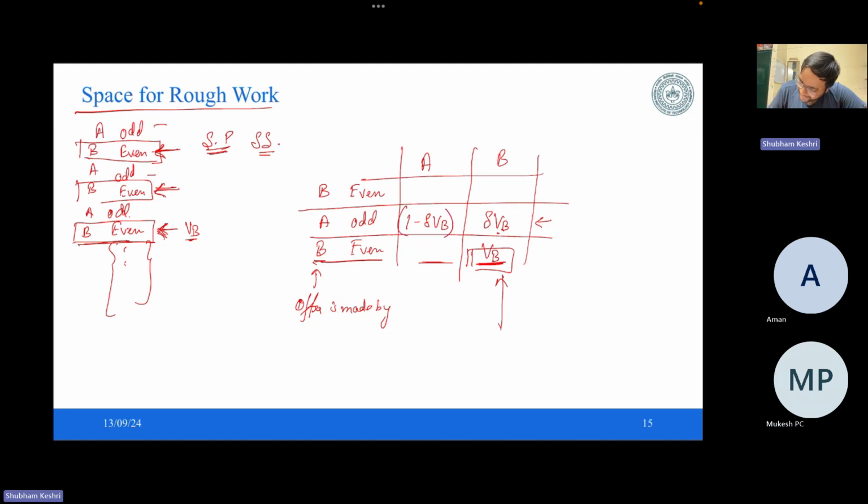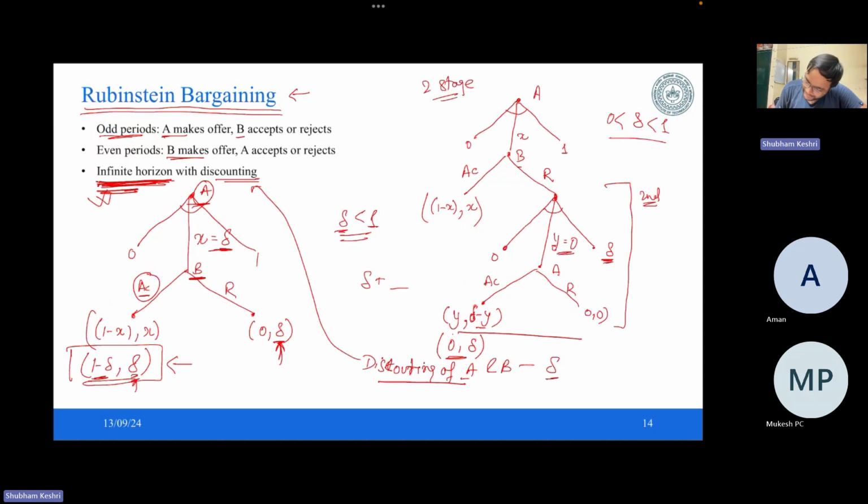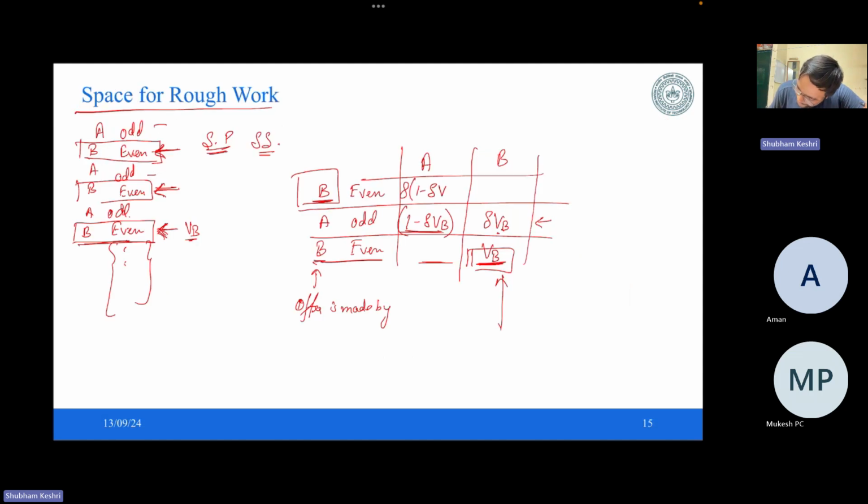Now, B at this even stage, we will see that A's utility is 1 minus delta VB. So I have to make an offer exactly equal to 1 minus delta VB, right? So what will B see at this stage? That A is getting a utility in the next stage, which is equal to 1 minus delta VB. So B will have to make an offer, which is delta times this value. So she will make delta times 1 minus delta VB.